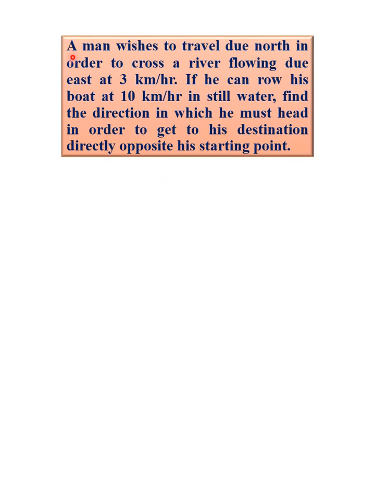The question says, a man wishes to travel due north in order to cross a river flowing due east at 3 km per hour. If he can row his boat at 10 km per hour in still water, find the direction in which he must head in order to get to his destination directly opposite his starting point. This is what it is.